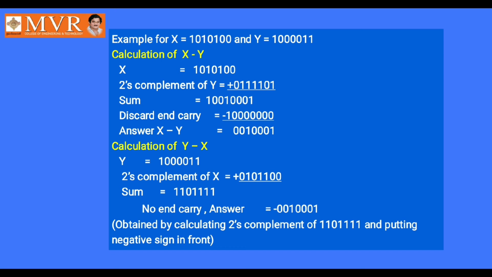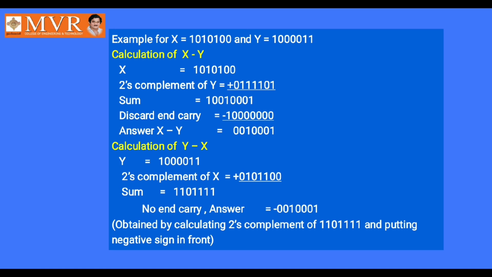What is the procedure you have to follow if no end carry is generated? If no end carry is generated, then whatever result you obtained, you have to calculate its 2's complement. So the result here is 1, 1, 0, 1, 1, 1. To calculate its 2's complement, first you go for the 1's complement. That is 001, 0000. That is the 1's complement of the sum. After calculating the 1's complement, you have to add 1 to the last bit. Then that is the answer.